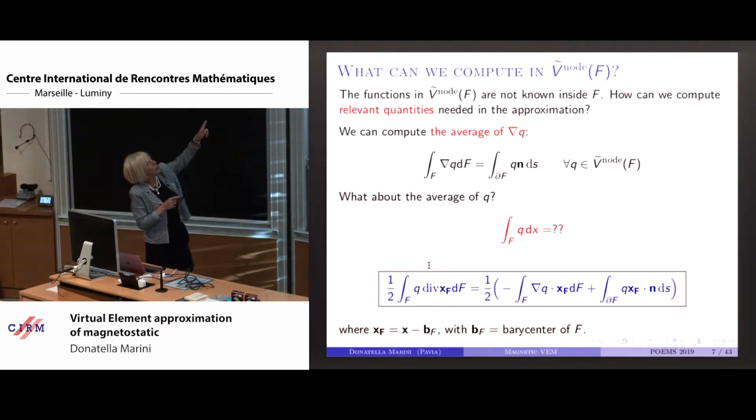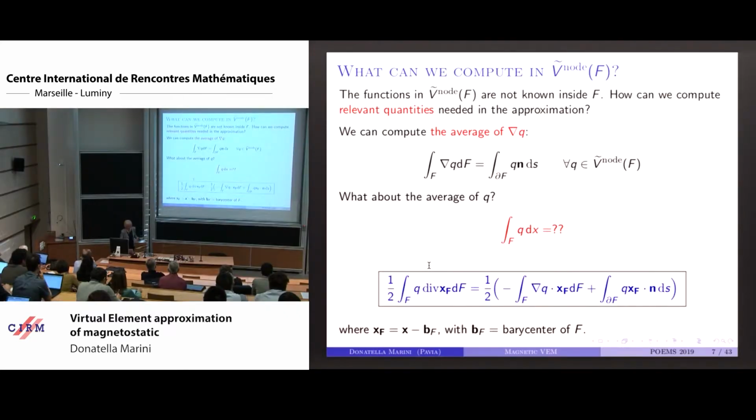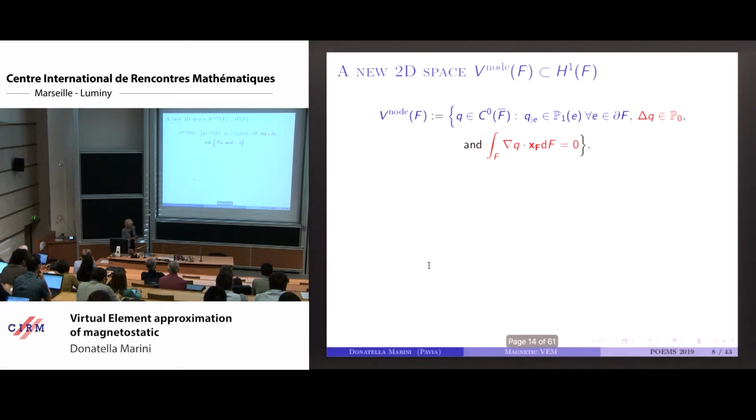This is why I called it V tilde and not just V node, by imposing this condition on all the functions inside, not only to the polynomials of degree 1. So the final nodal space will be made of functions continuous, P1 on each edge, and then verifying this condition, but of course to have the same dimension, not to change the dimension of the space, the functions will not be harmonic anymore, but the Laplace will be constant.